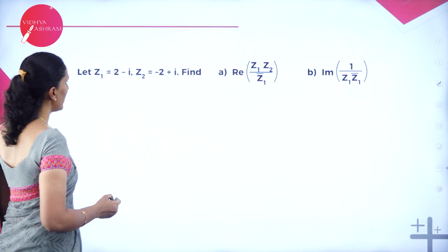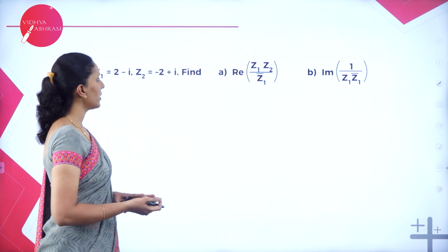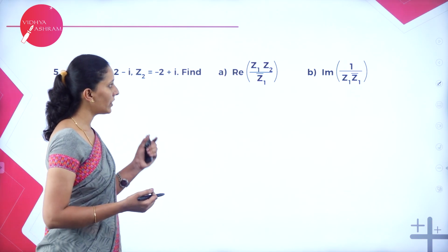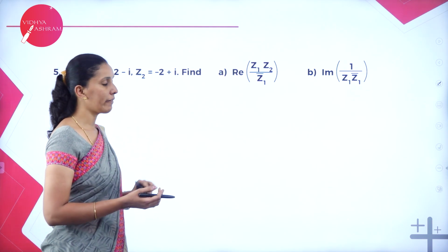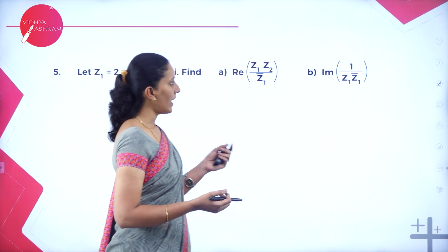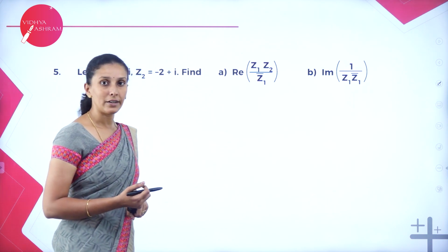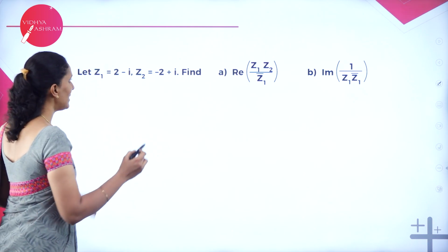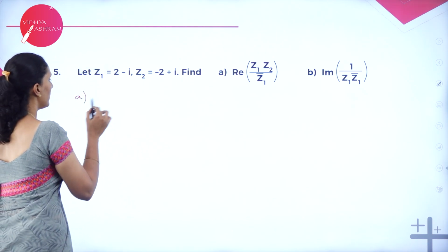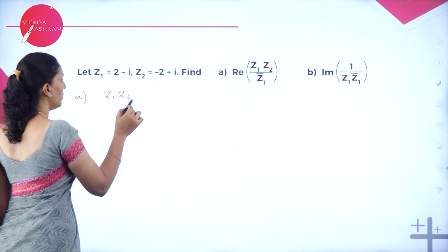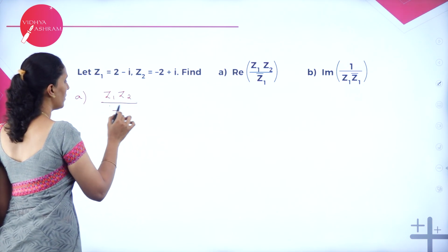Next question: z1 = 2 − i, z2 = −2 + i. Find the real part of z1 z2 divided by z1 conjugate, and the imaginary part of 1 over z1 z1 conjugate. First, let us find out z1 z2 divided by z1 bar.